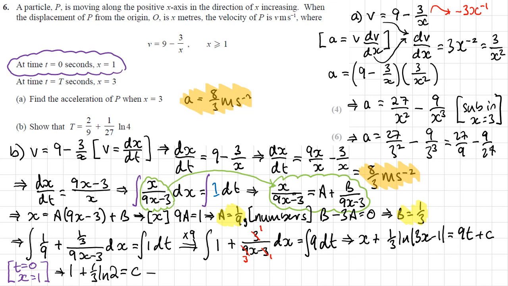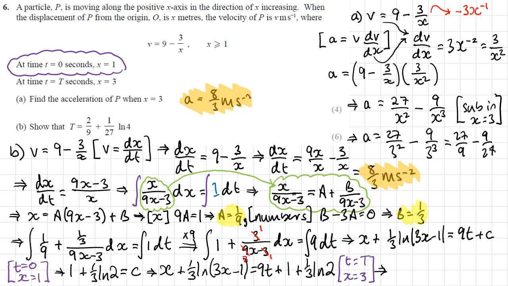So my full expression now for my solution is going to be x plus 1/3 log. Now I could actually put the 3x minus 1 in brackets, because this is going to be positive because x is greater than or equal to 1, so I don't need to do the modulus of that. It doesn't make any difference whether you put the modulus or not. Is equal to 9t plus c, and c is 1 plus 1/3 natural log 2.